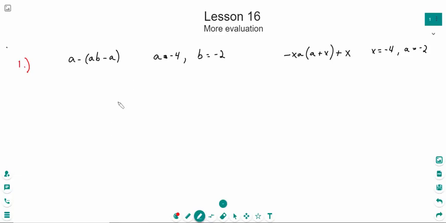So to begin with, we're going to just look at the problem. Notice that we're evaluating, we're plugging in the -4 for all of the A's in the problem. We're plugging in a -2 for all of the B's in the problem. So we're going to start by just rewriting it. And you'll notice when I rewrite these, I'm going to add parentheses for everything that I plug into the problem.